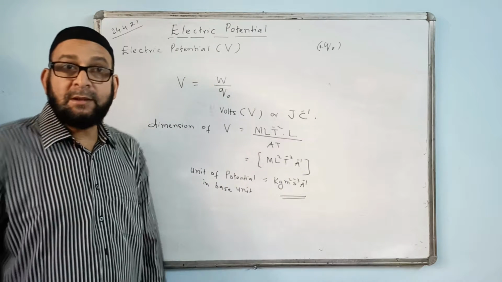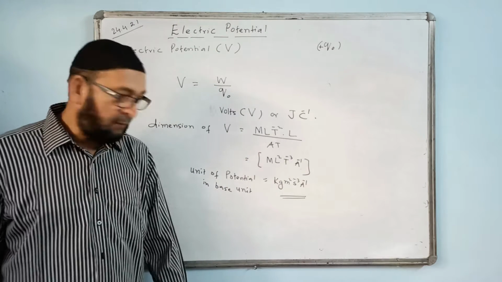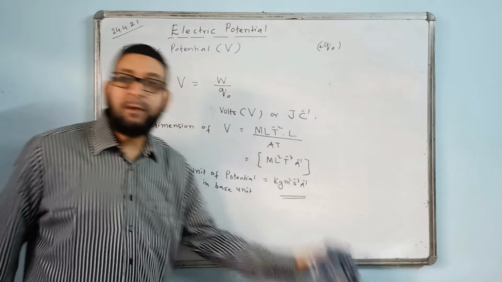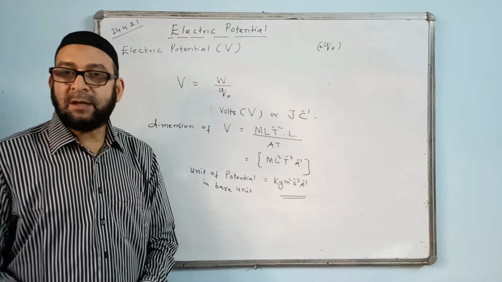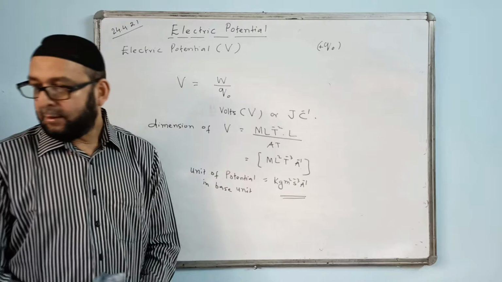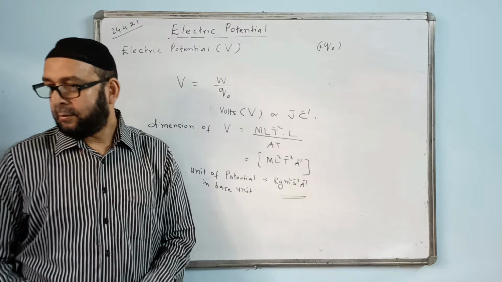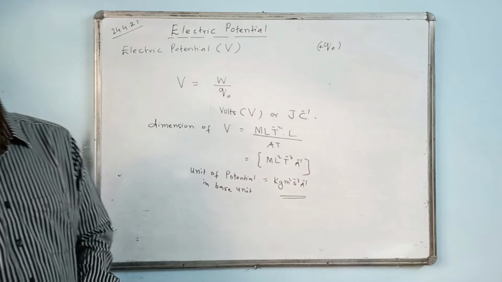So this is simple. The key point here is electric potential is a scalar. It is the kind of work done. It is not a kind of force. It is the kind of work done to bring a unit test charge, positive charge, from infinity to the given point.